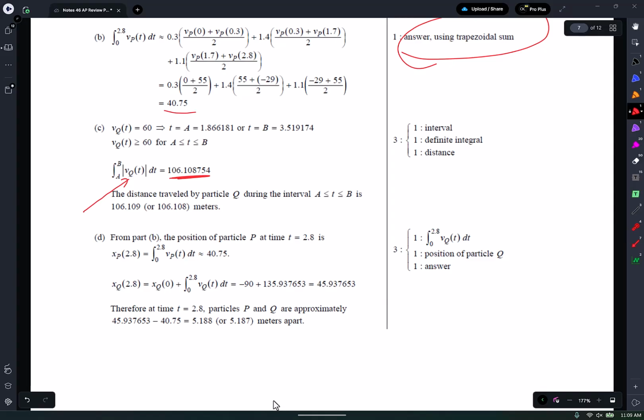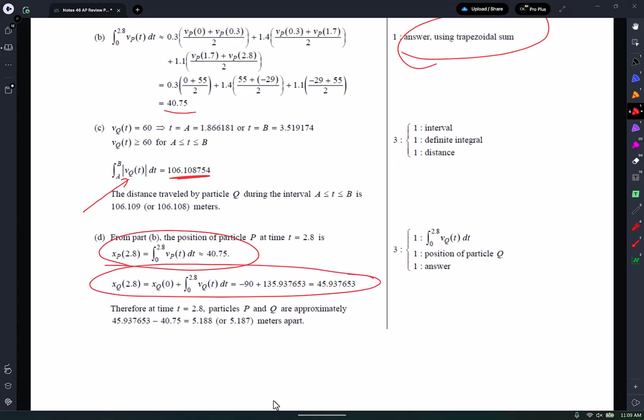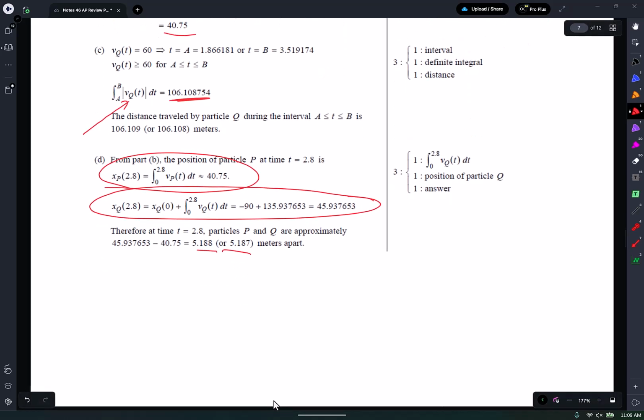It's always going to look like this. Always. I want yours to look like the rubric every time. Did it look like the rubric? Did we get 5.188 or 5.187? There it is, guys. We did it. How do you feel?